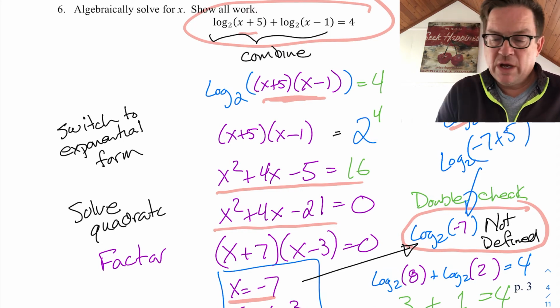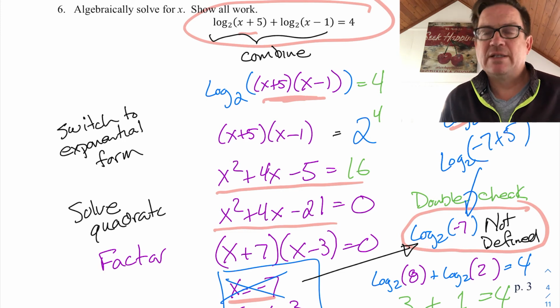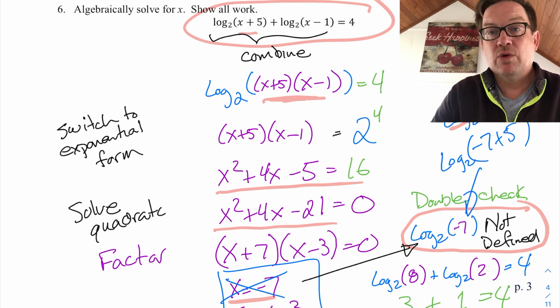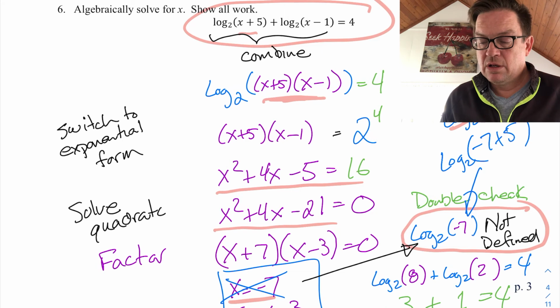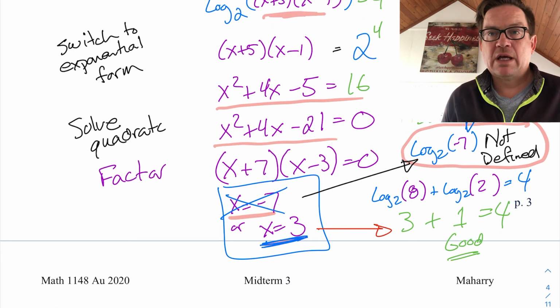So that solution is a false solution. It doesn't really satisfy the original equation in logarithms. So we look at the other one. What about 3? What if we plug in x equals 3?